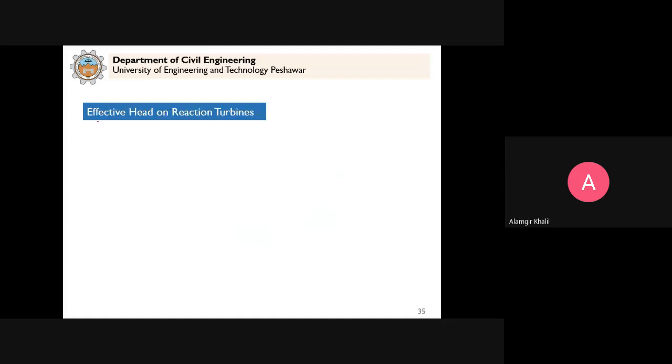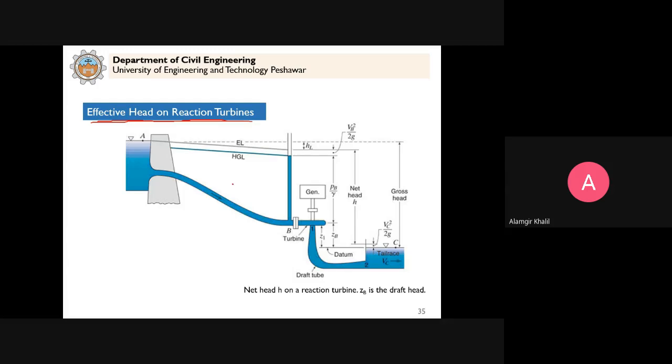So now we study in detail about the reaction turbine. We studied the head acting on the impulse turbine. Now we study the effective head that is acting on reaction turbines. So now this is the reaction turbine. The wheel runs full. That's why you see the turbine is shown here. The wheel is rotating in a horizontal plane.